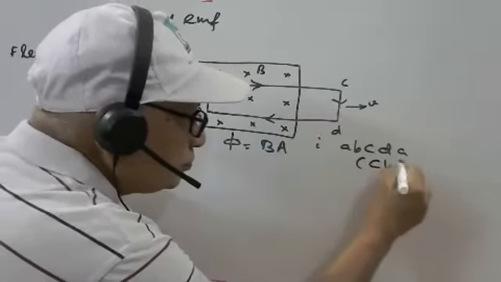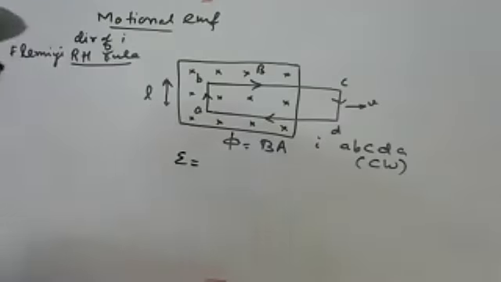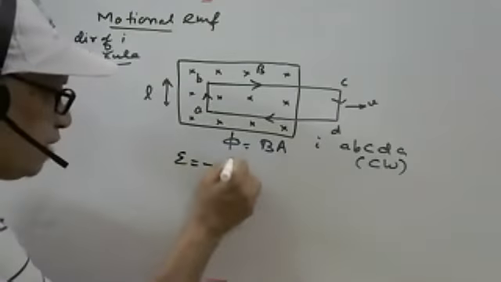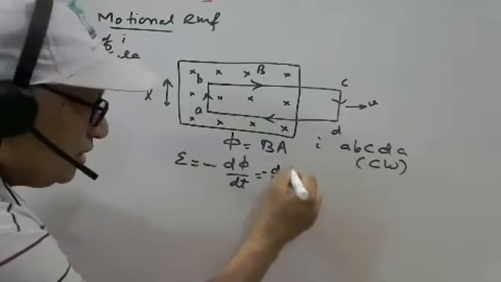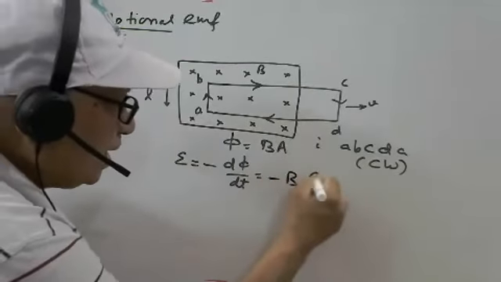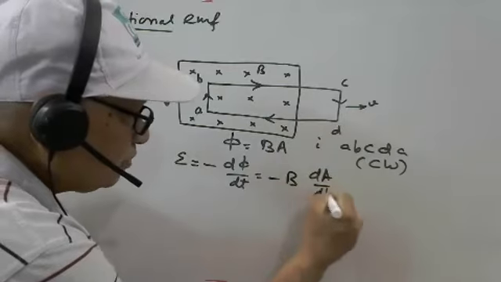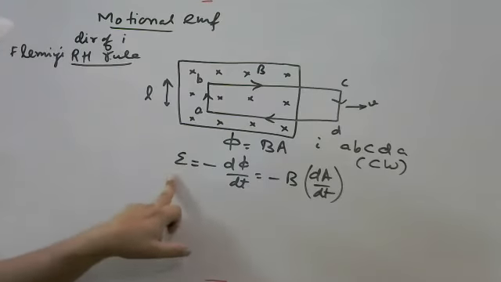Now suppose what is the induced EMF? Induced EMF is minus d phi by dt. Phi means B times A, so B we take out because B is a constant quantity here, and what is left is dA by dt. It's the rate of change of area. It is the rate of change of flux linkage. We are getting the induced EMF.